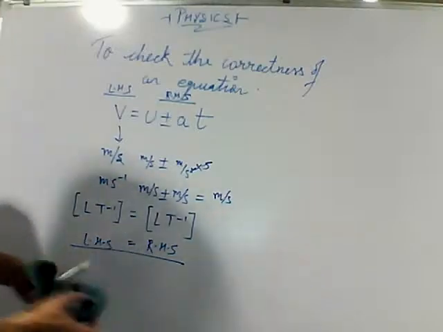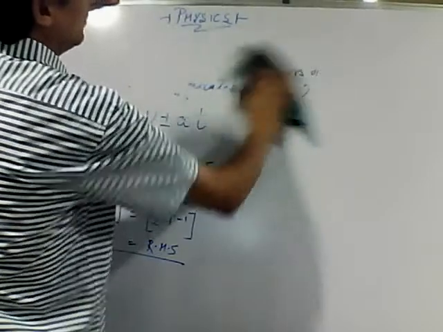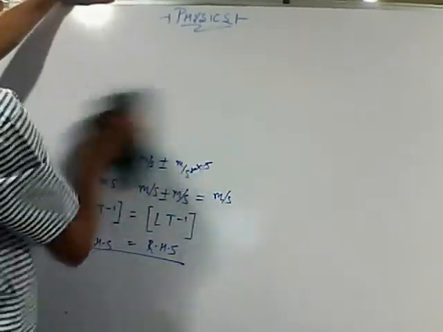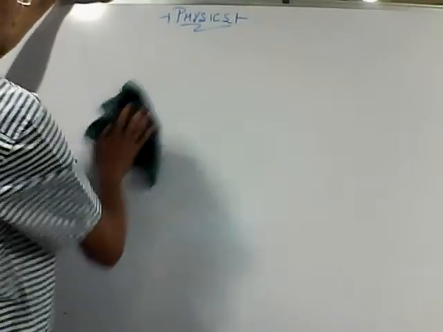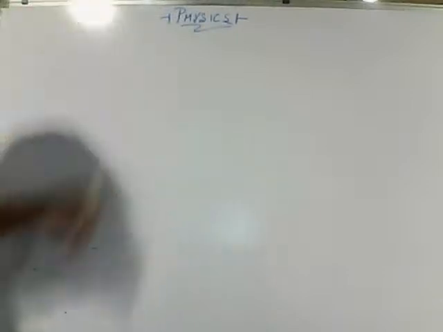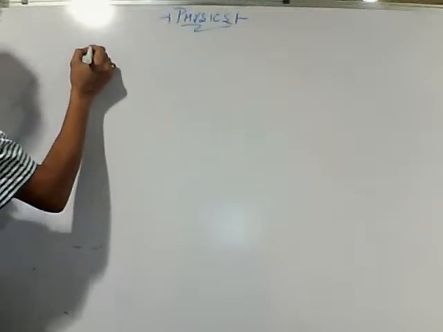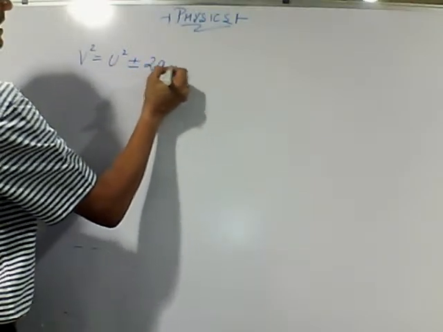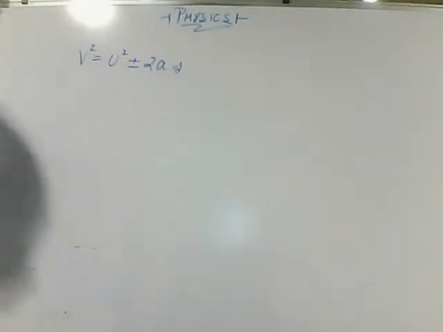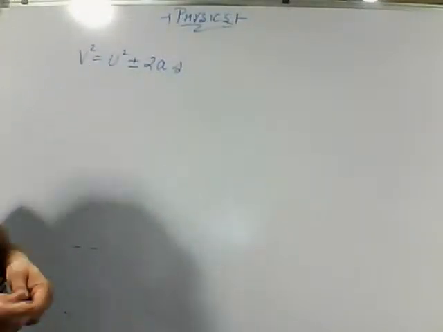Okay, so I'll go ahead with another question, and this you need to do. The question says, check the correctness of the equation v square is equal to u square plus minus 2as, Newton's third equation of motion.